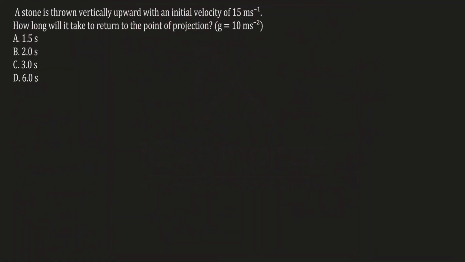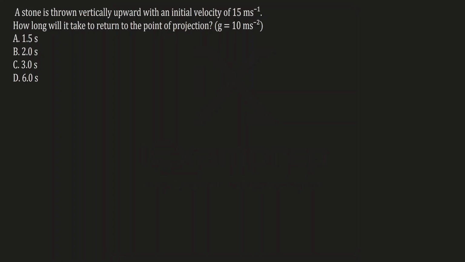Now we have a question on vertical motion. And the question says that a stone is thrown vertically upward with an initial velocity of 15 meters per second. How long will it take to return to the point of projection, taking g as 10 meters per second squared? Now, note that whenever you have a vertical motion, or motion under gravity, in the equations of motion that we have, the acceleration will be changed to acceleration due to gravity.